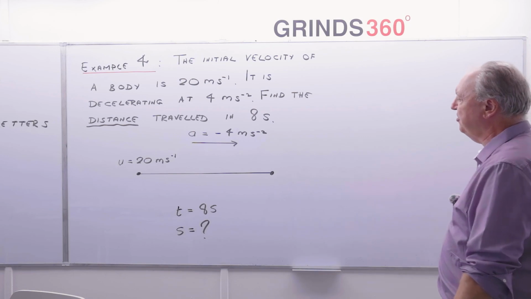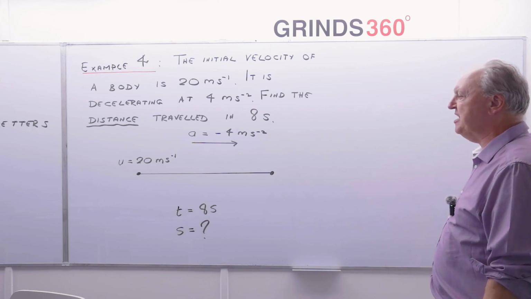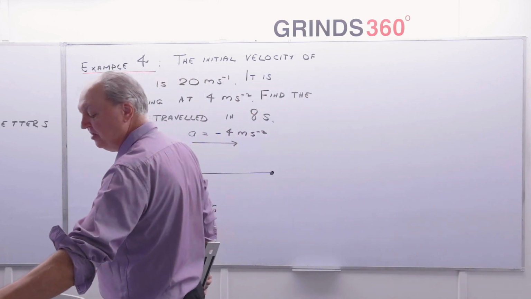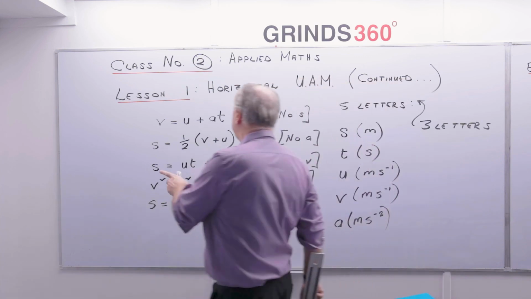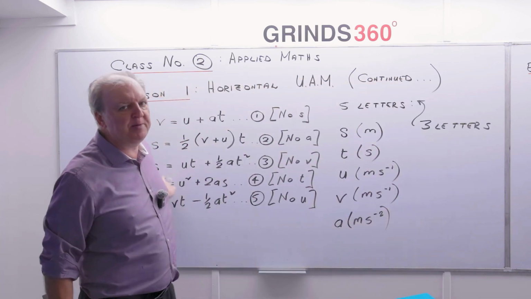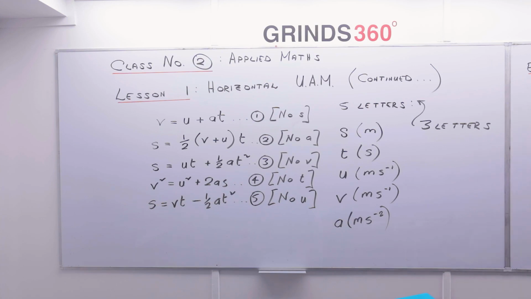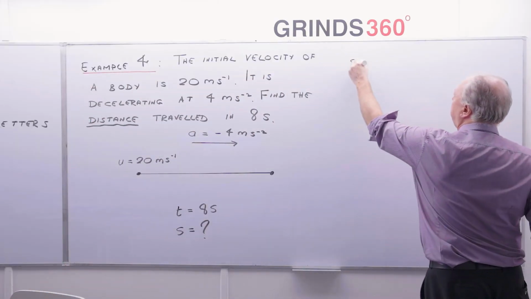What equation will I use? What am I missing there? Well, I've got no V. So what does no V mean? If I look at my list of equations, no V means equation number 3. S equals ut plus a half at squared. So let me write down that equation. S equals ut plus a half at squared.